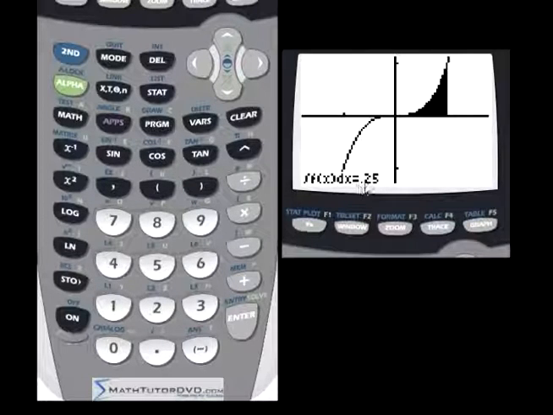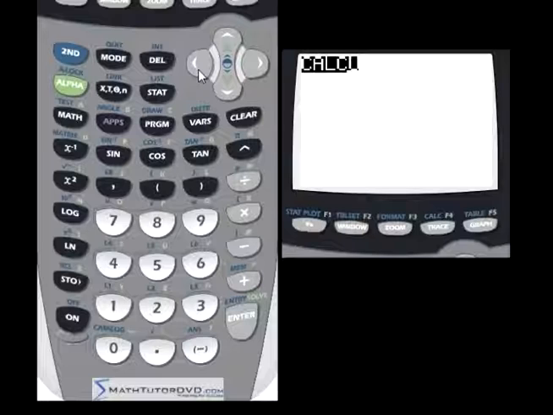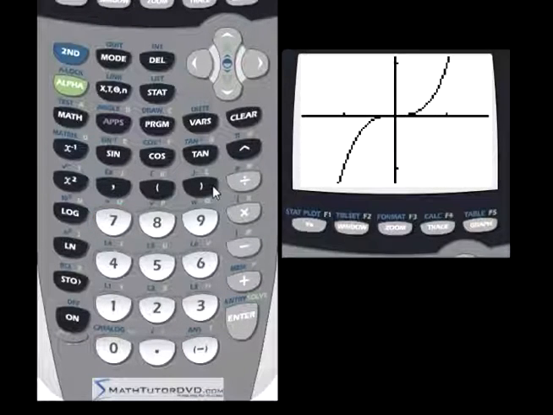The surface area here is 0.25, shading from x equals 1 to x equals 0. So this surface area is 0.25. Now let's clear the graph. It's going to draw it again. Now let's go back into the calculate menu and do the same thing again, number 7.